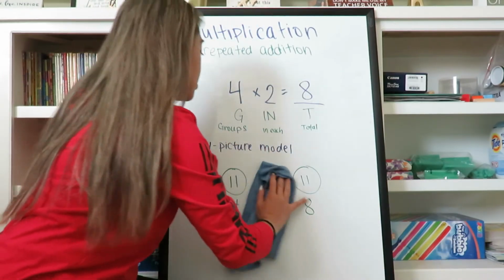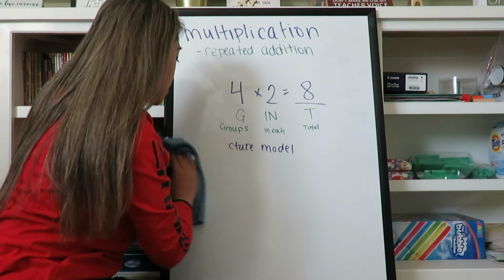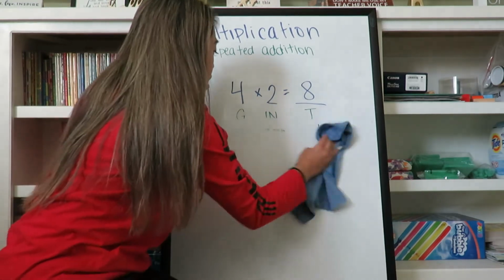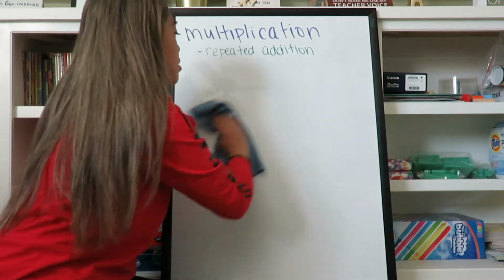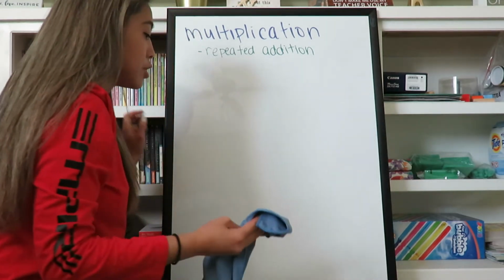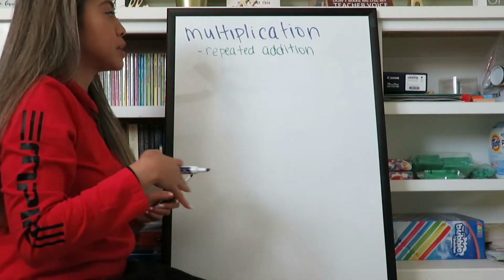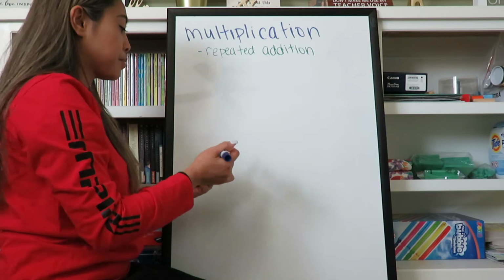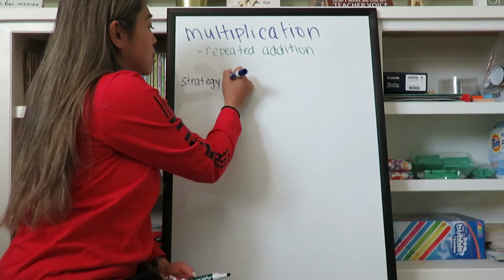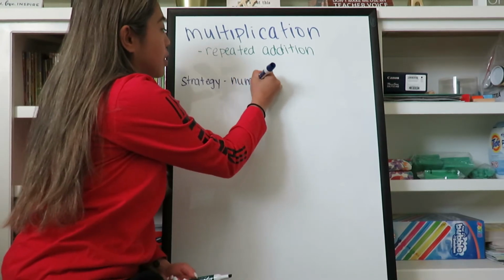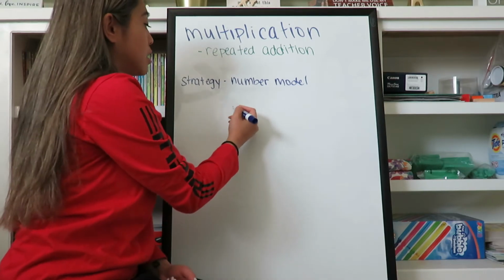Next strategy I'm going to show you is a number model, which I encourage the students to use. Students can also use the number line strategy. It can be a little more difficult to memorize, so that's why I don't use it as often, but if you like to use the number line model, you could. All right, so the next strategy I'm going to use is the number model. Okay. I'm going to go ahead and write an equation.